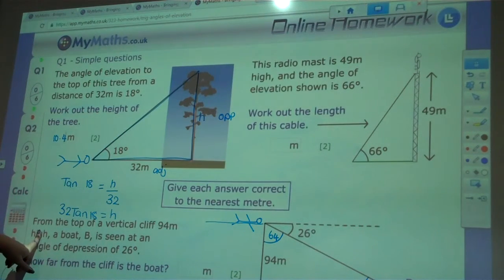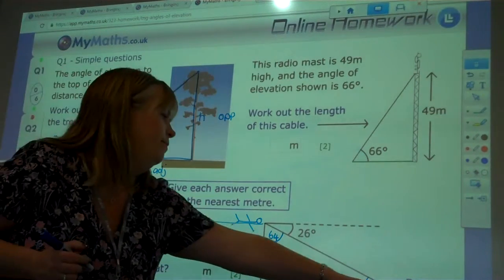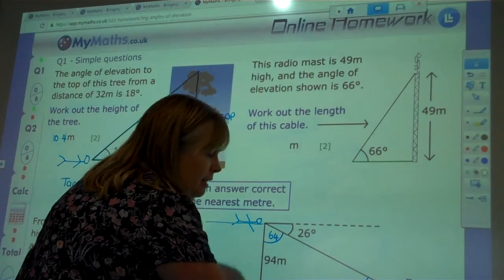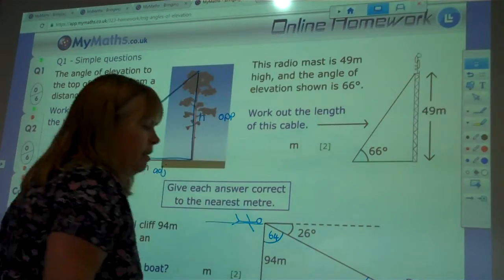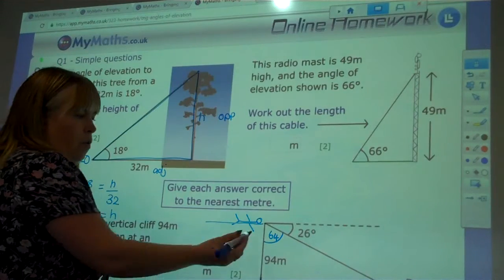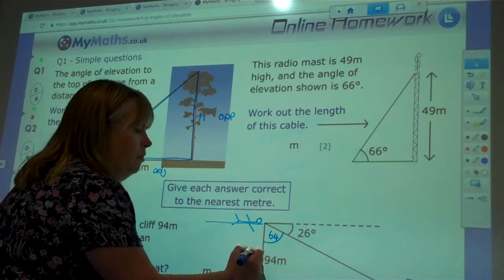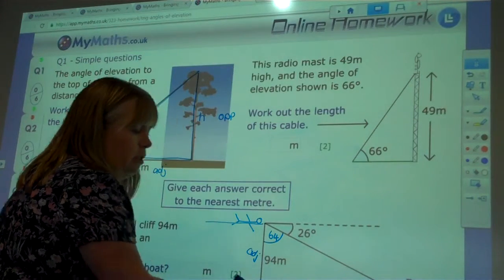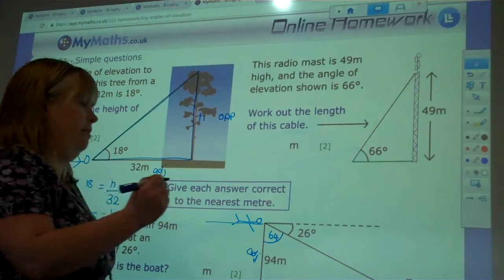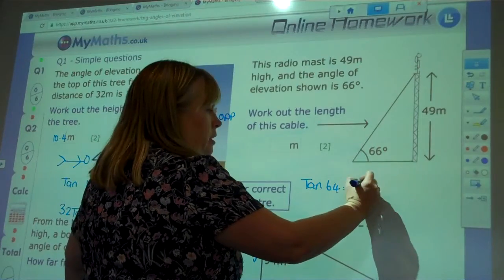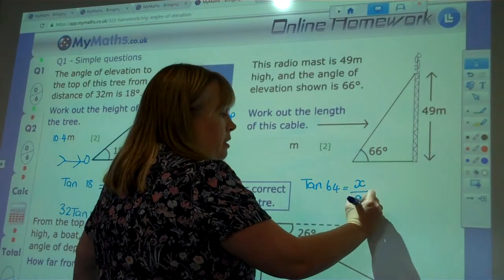So, from the top of the cliff, which is 94 metres, a boat is seen here. How far from the cliff is the boat? So you are looking at this distance here, okay? So I'm going to call that X. So let's go with the 64. What's this side called? And this side is called the opposite. So adjacent and opposite, which ratio? Brilliant. So tan 64 is equal to opposite over adjacent.